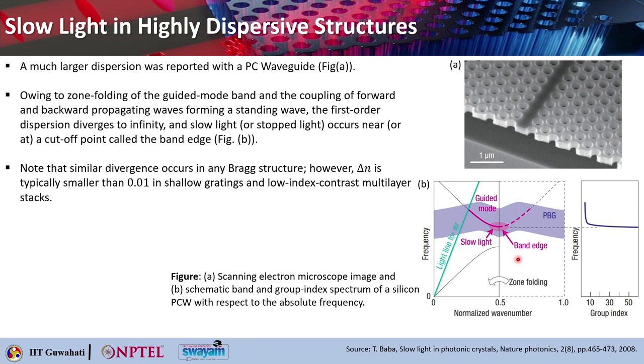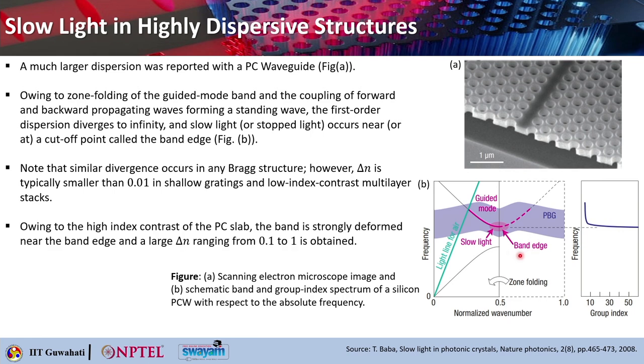Note that a similar divergence also occurs in any Bragg structure, however delta n is typically smaller than 0.01 in shallow gratings and low index contrast multilayer stacks. So owing to the high index contrast that you can see in photonic crystal slab, the band is strongly deformed near the band edge that you can see here, and a large delta n ranging from 0.1 to 1 can be obtained.